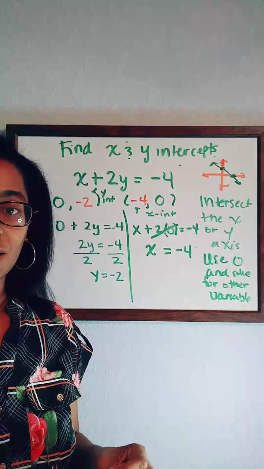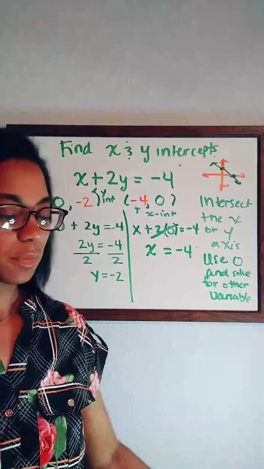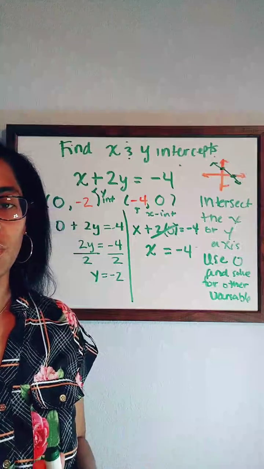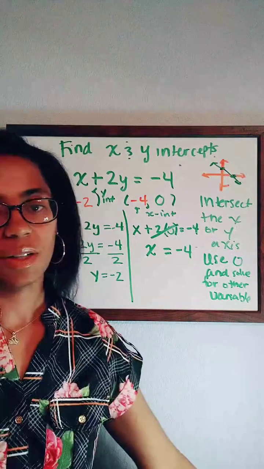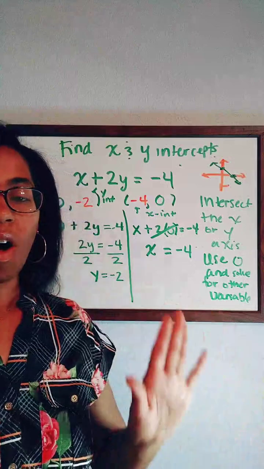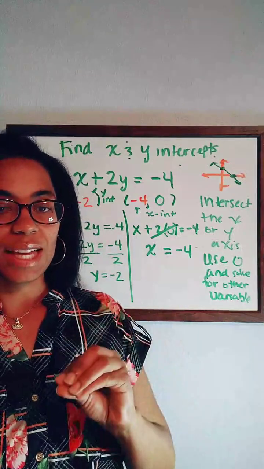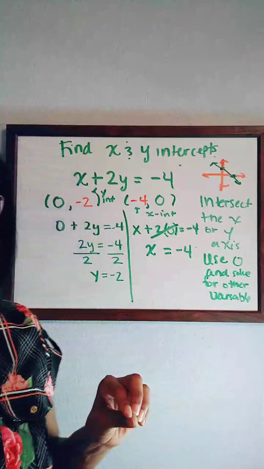That makes sense, Lee. Let's do one more and then we'll move on to something else. Hey, Mary. Remember, always use 0 when we're looking for the x and the y intercepts. Okay?